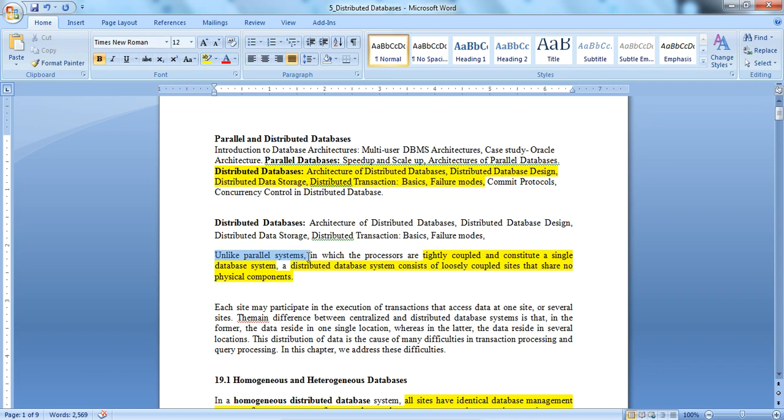unlike a parallel system, which is tightly coupled and constitutes a single database system, a distributed system consists of loosely coupled sites that share no physical component. That is the basic difference between parallel and distributed.